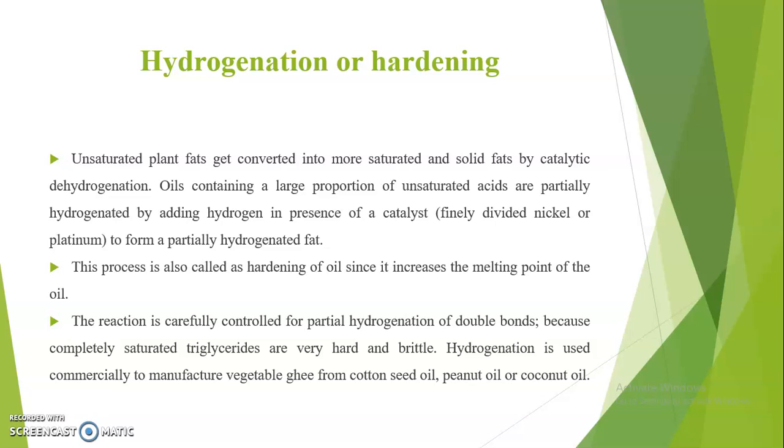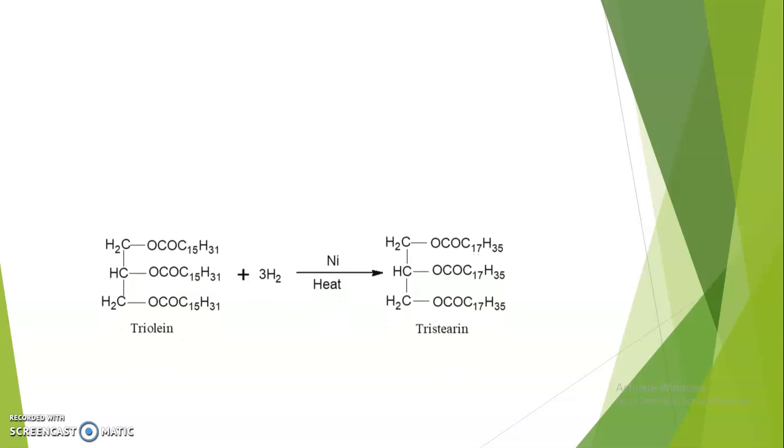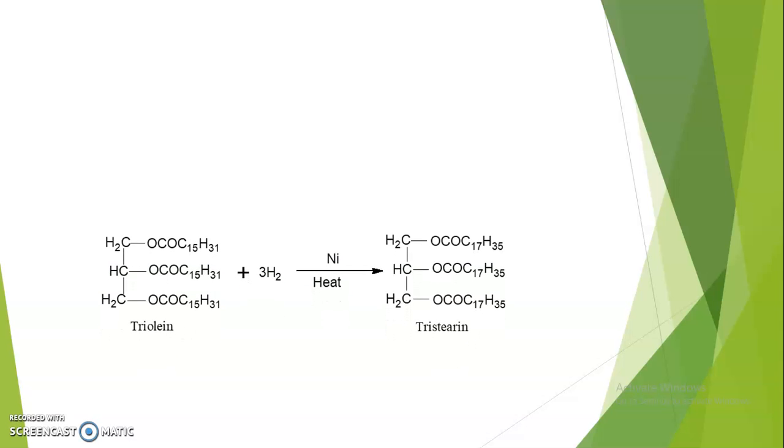Commonly, this vegetable ghee is known as Dalda. It is commonly used for various cooking purposes, and is manufactured by hydrogenation of cottonseed oil, peanut oil, or coconut oil. Now we will see the reaction involved in hydrogenation.